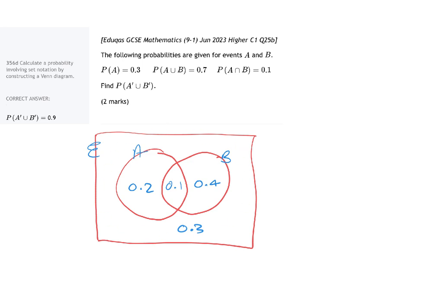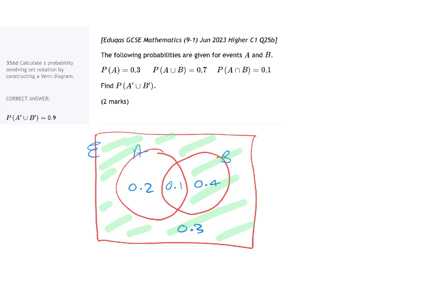So now I've got my Venn diagram, now I can answer my question. Find the probability for the union of not in A, not in B. So let's try and shade that onto my diagram. So not in A. What is not in A? Well, that means everything outside of A. So it's everything out here.